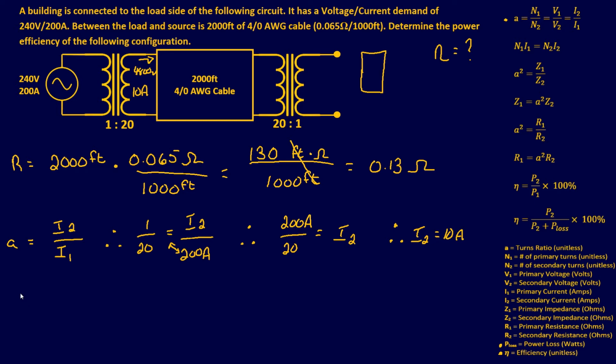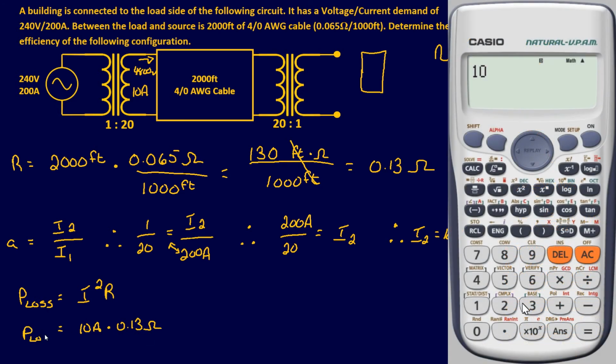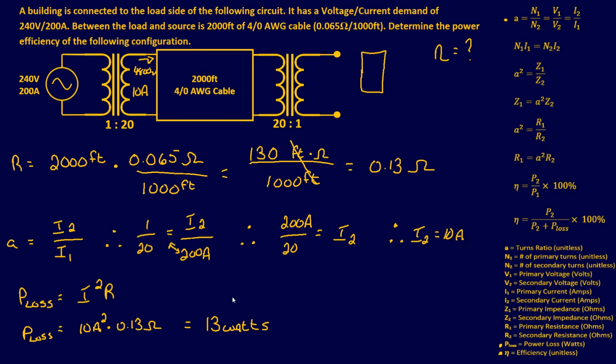The way you determine power loss, P loss, is a common power equation, I squared times R. Well, we have our current, which is 10 amps, times our resistance, which is 0.13 ohms. Make sure I didn't forget the square there. Plug and chug that in your calculator. It's going to give you an answer of 13 watts. So right away, we have a power loss of 13 watts.